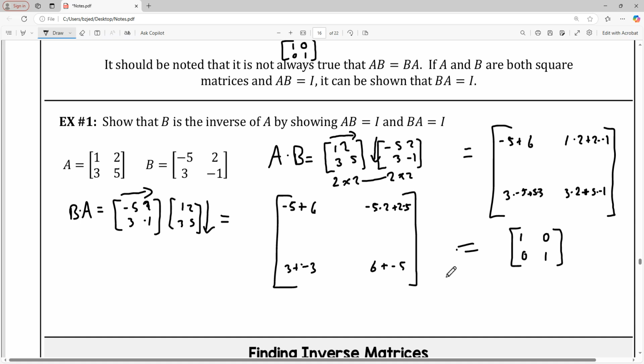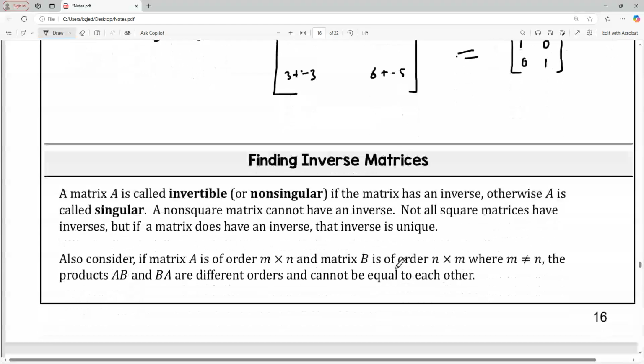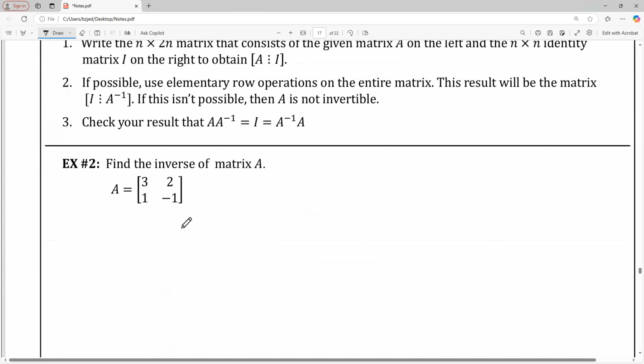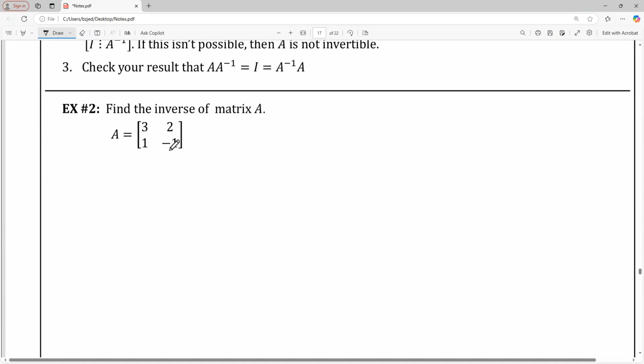Well, that's great, but how do we find inverse matrices? Let's say I were to just give you a matrix. Let's say I just gave you this weirdo matrix, 3, 2, 1, -1, and I wanted you to find the inverse. The process of finding an inverse by hand is kind of annoying. So here's the idea. I'm going to write out our matrix, 3, 2, 1, -1. And now I'm going to augment that with the identity matrix, 1, 0, 0, 1.